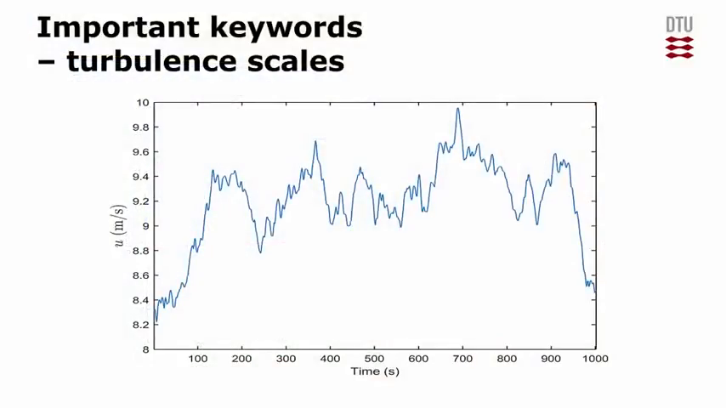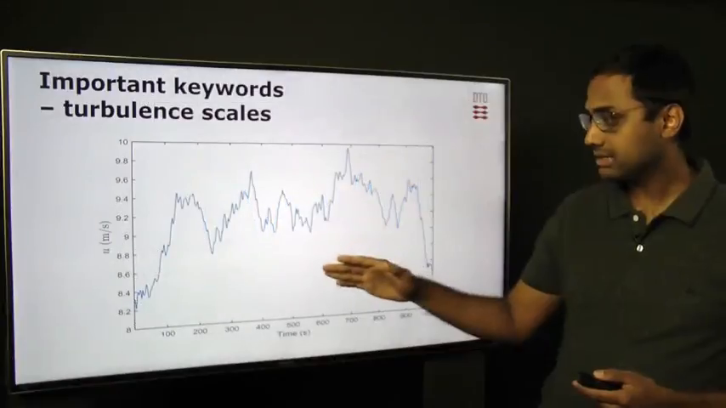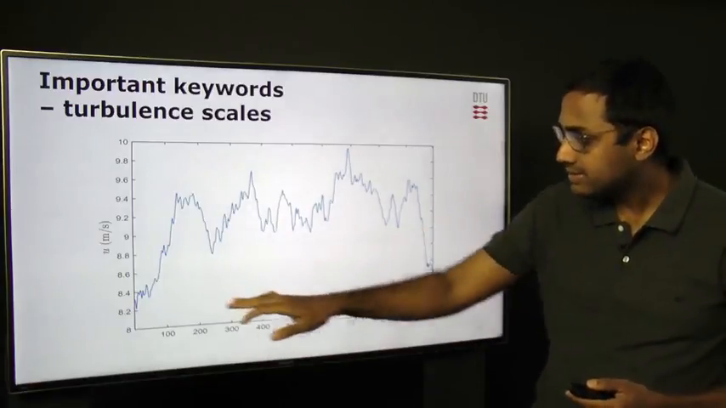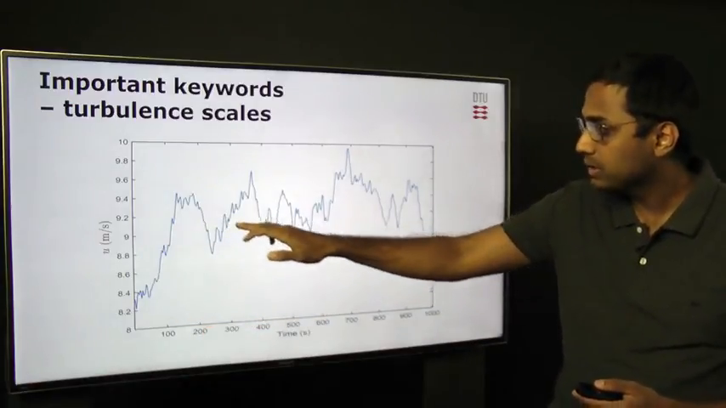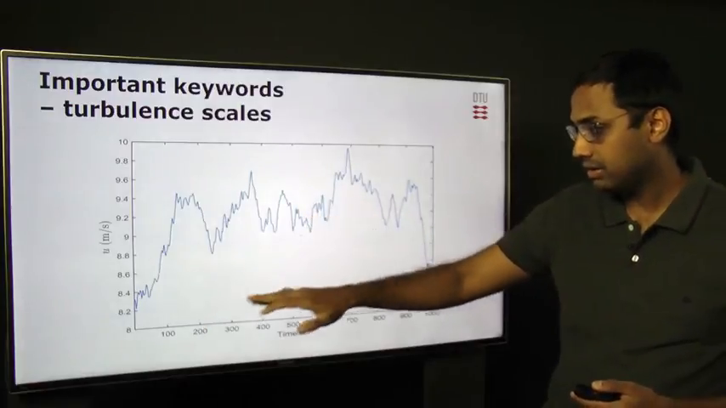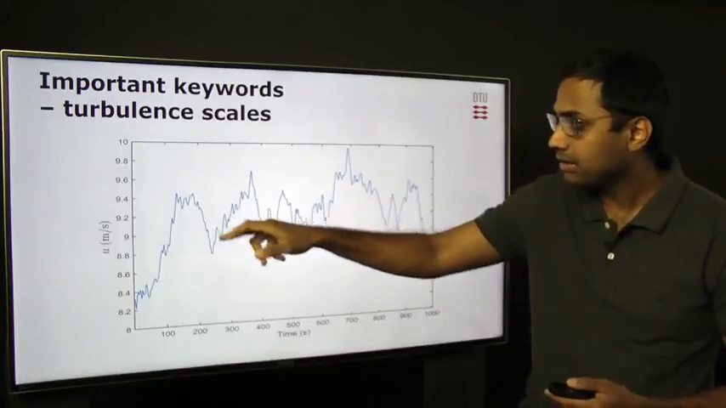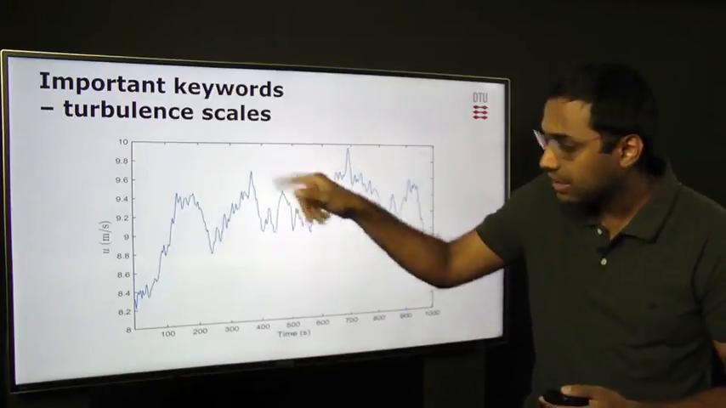The next very important keyword is the turbulence scales. Again, as an example of this time series where you see random fluctuations, we can see that there are fluctuations which are occurring on a very large time scale, and fluctuations which are happening on a very small time scale, that is, rapid fluctuations.